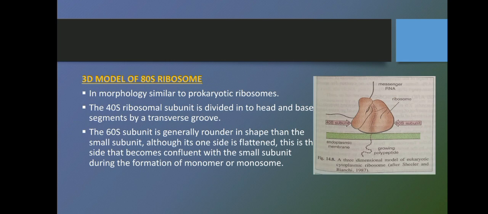Next is a 3D model of the 18S ribosome. In morphology, this 18S ribosome is similar to the prokaryotic ribosome. The 14S ribosomal subunit in the 18S ribosome is divided into two, the head and the base, by a transverse groove. And the 16S ribosomal subunit is generally rounder in shape than the smaller subunit, and one side is flattened, and this is the side that becomes confluent with the small subunit during the formation of monomers or monosomes.